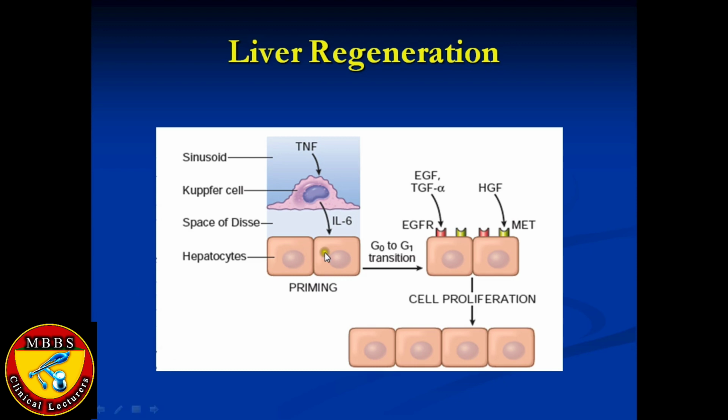Here you can see this is priming by the interleukin 6 released from the Kupffer cells, and these, after being primed, are acted upon by the transforming growth factor alpha and the hepatocyte growth factor, and these growth factors then cause them or put them into the cell cycle and make them divide and proliferate.